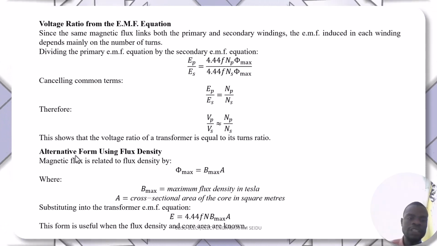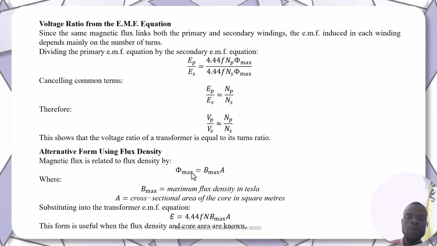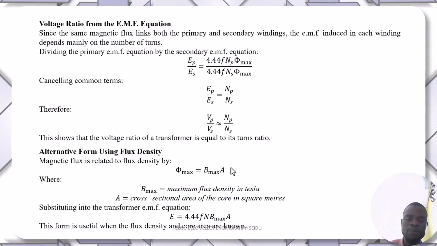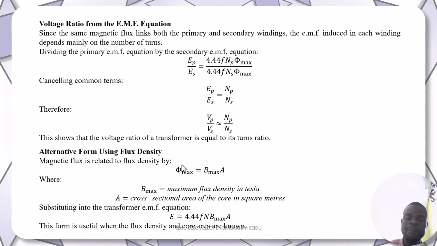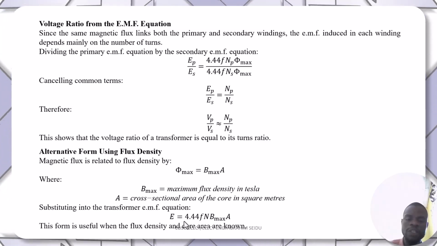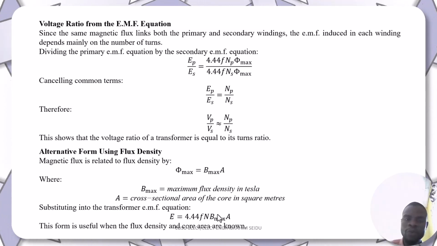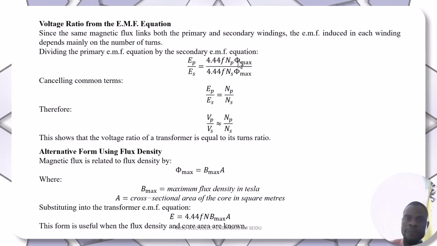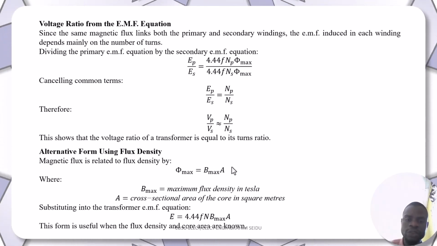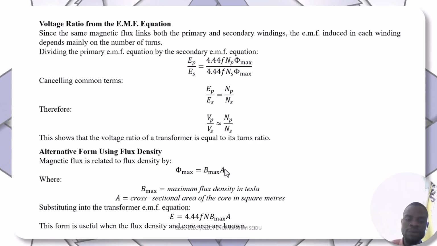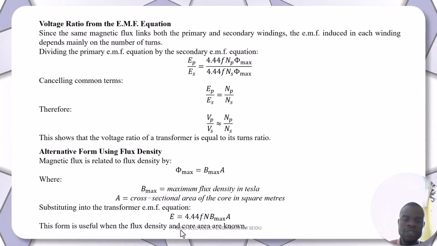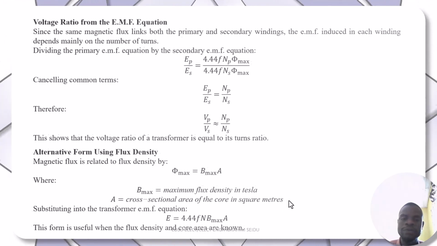Then from there, we have an alternative form using flux density. We know our flux to be flux density multiplied by area, right? So our maximum flux should be the maximum flux density multiplied by area, and we already know our previous formula. So from our formula here, we remove this maximum flux and replace it with this equation, which is the maximum flux density multiplied by A. This form is useful when the flux density and the core area are known.